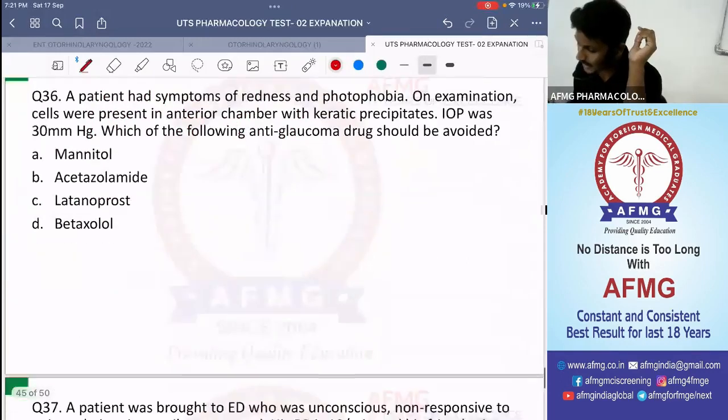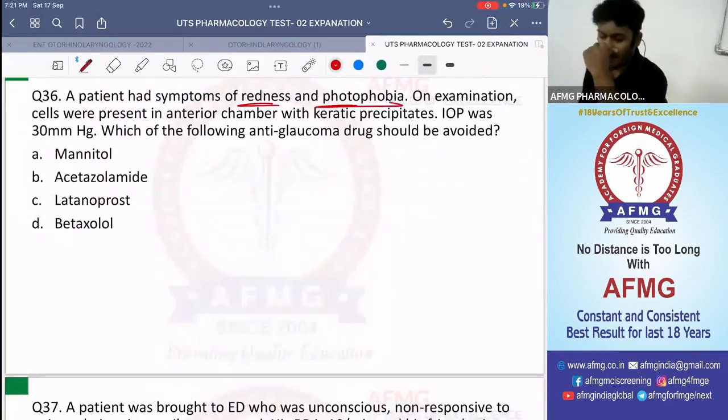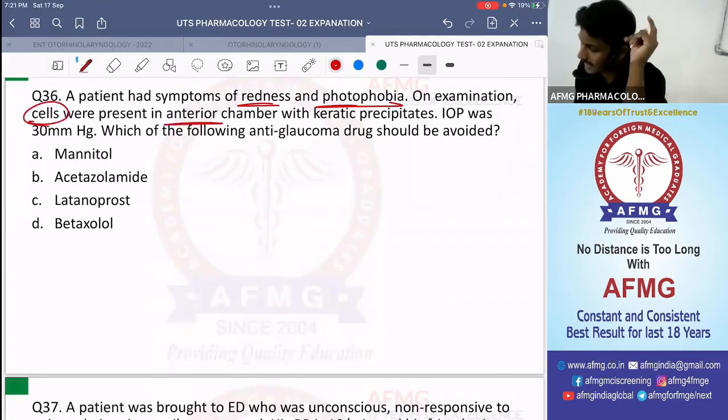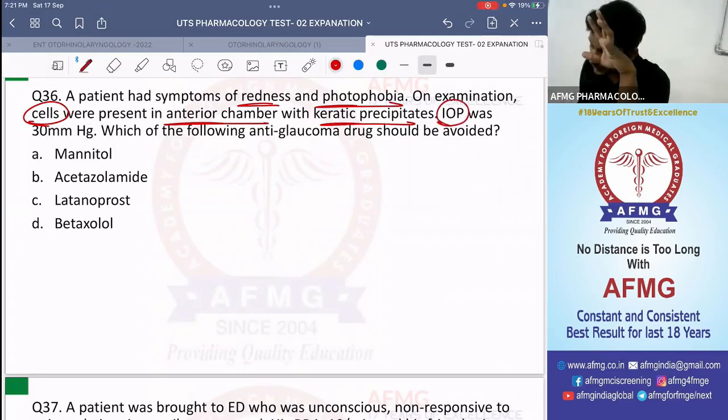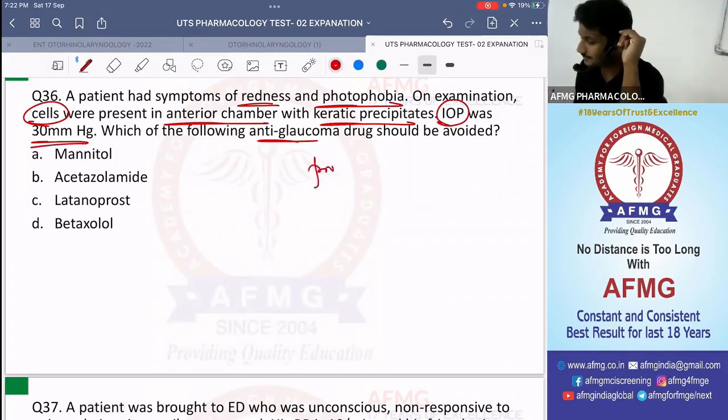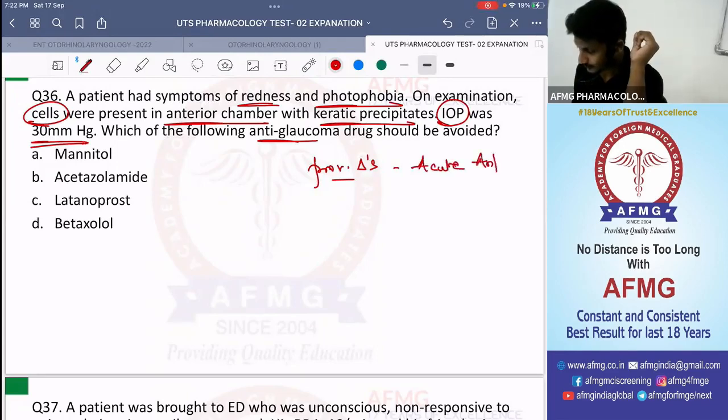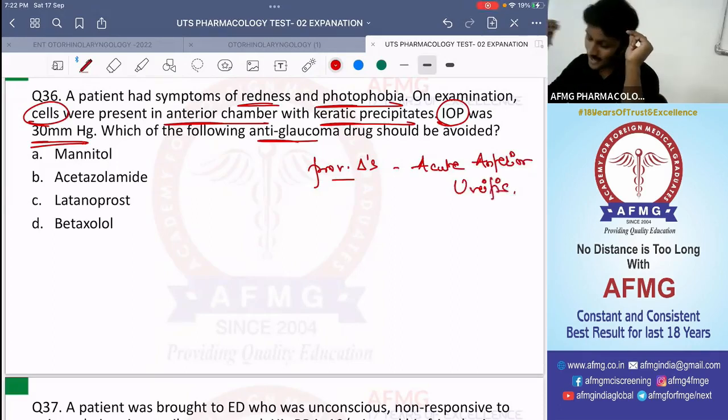Question number 36. A patient had symptoms of redness and photophobia. On examination, cells were present in the anterior chamber with keratic precipitates. Intraocular pressure was 30 mm of Hg. Which of the following anti-glaucoma drugs should be avoided? पहले provisional diagnosis बताओ क्या है?